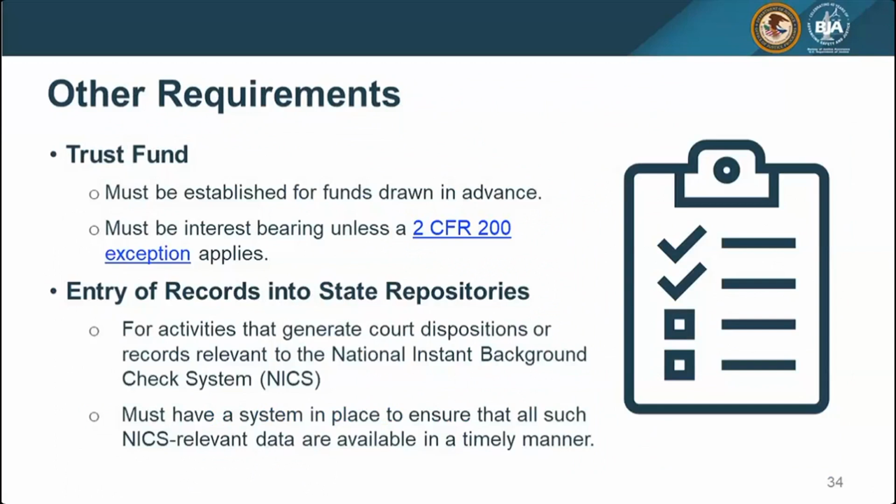As part of the JAG, one of the JAG requirements is that you can either draw down funds in advance, you can draw down all of it in one lump sum, or you can draw it down on a reimbursement basis. If you draw it down in one lump sum though, it has to be deposited into a trust fund account, and it has to be an interest-bearing trust fund account. And there are rules and regulations for what that account must look like. We do have a link here to show you what those guidelines are. So just be aware of that.